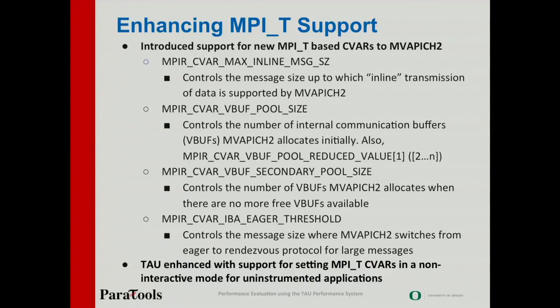You can look at the MPIR CVAR for the vbuff pool size, which controls the internal communication buffers, or vbuffs as they are described in the MVAPICH 2 terminology, and change that pool size. You can also change the secondary pool size. If the pools that are allocated statically at program startup are all exhausted, then it allocates the secondary pools, and then you can change an MPIR CVAR eager threshold.